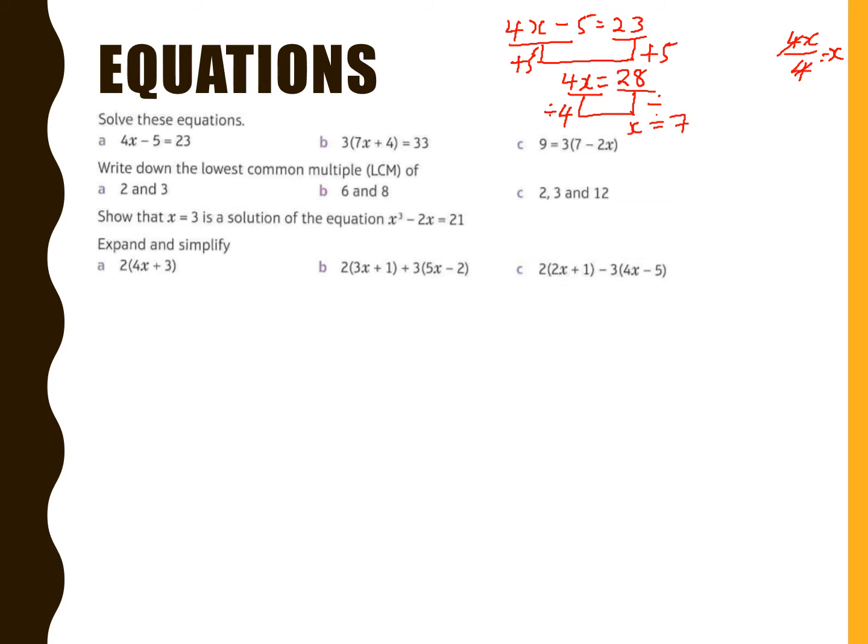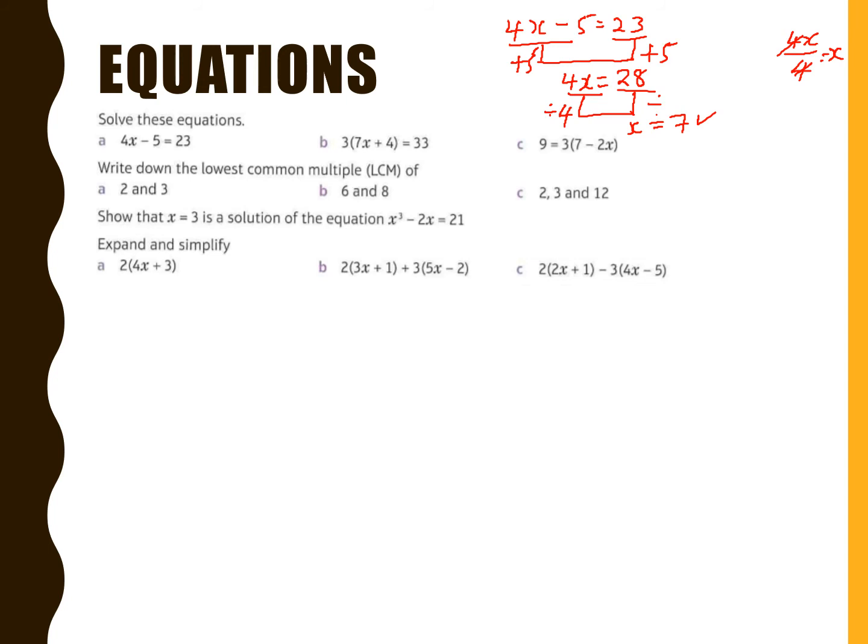This is what I meant before when I said with algebra it's beautiful because you can always check your answer. So how can you check that this is the correct answer? Well, you put it back in here. We were trying to find the value of x, right? So if we put the value of x back here, would we get 23? If I put 7 back here, 7 times 4 is 28, 28 minus 5 is 23. So yes, my answer is correct.